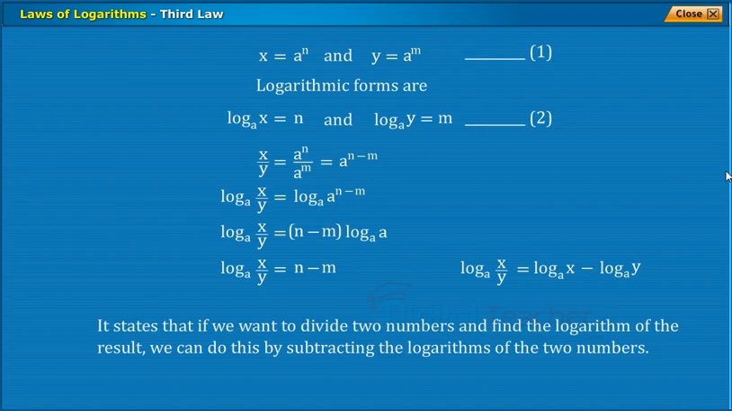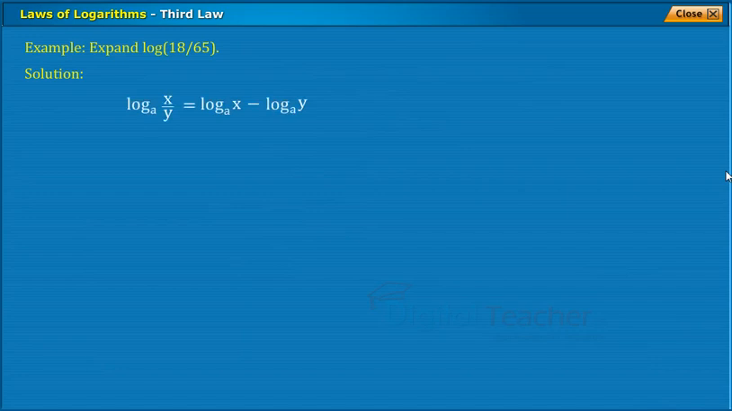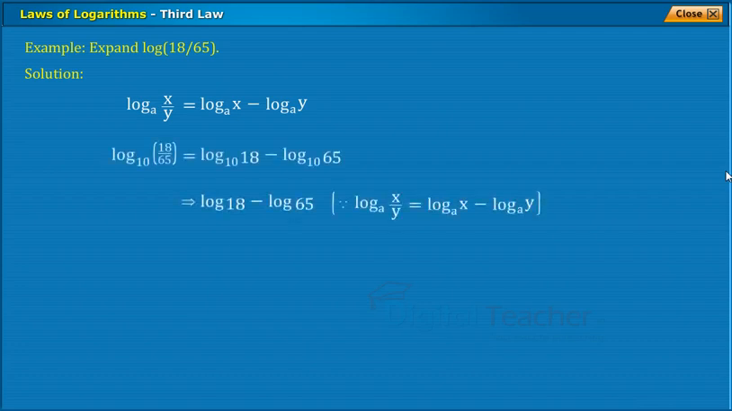Let us solve an example problem based on the third law of logarithm. Example: expand log 18 by 65. Solution. As log x by y to the base a can be written as log x to the base a minus log y to the base a, we write the above expression as shown on screen. Now, let us solve some example problems based on all these three laws.